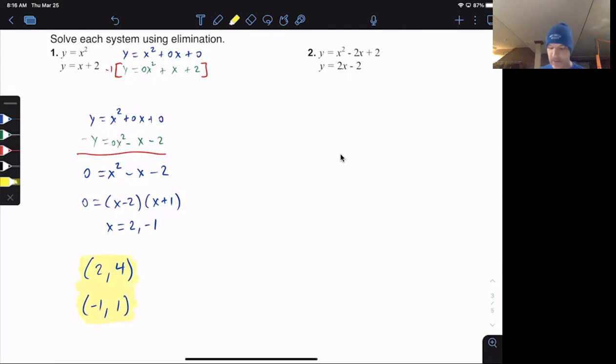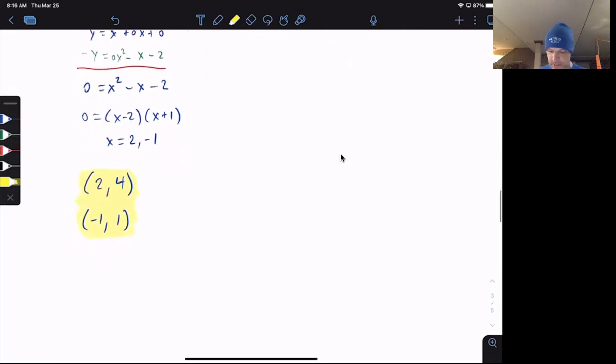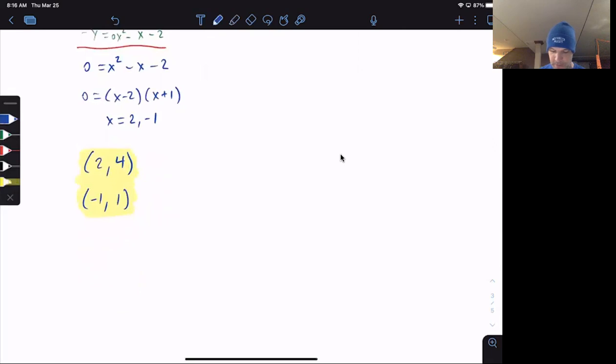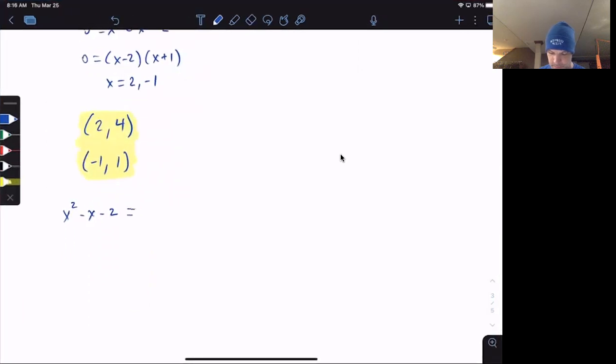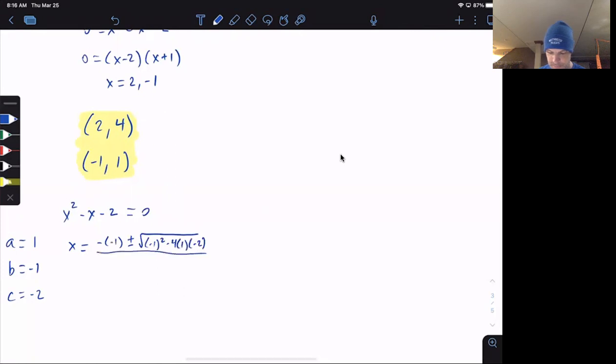Okay. Now, if you did not want to do it using factoring, I'm going to rewrite this equation, x squared minus x minus 2 equals 0. You could have done it using the quadratic formula. So a is 1, b is negative 1, and c is negative 2, right? So you get x equals negative b plus or minus the square root of b squared minus 4ac all over 2a.